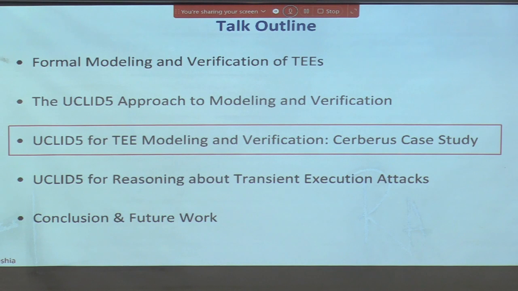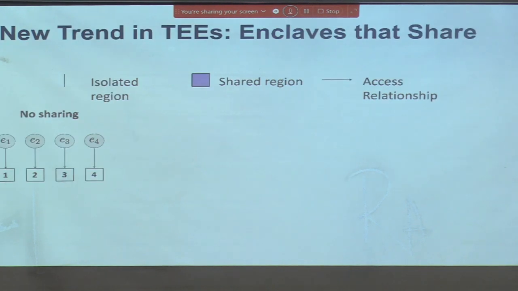Some of my colleagues at Berkeley were working on a RISC-V based enclave platform called Cerberus, which goes well beyond the original vision of what an enclave platform is. Okay, and so one of the new trends in these trusted execution environments is that enclaves can share memory. This may seem counterintuitive because the original picture of an enclave was that it's a region of code and memory that is isolated from everything else, right?